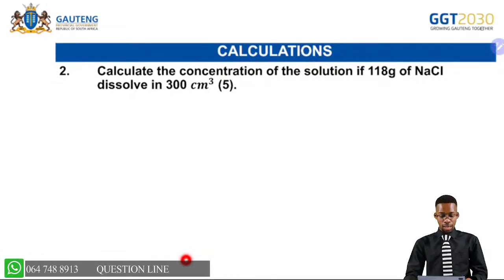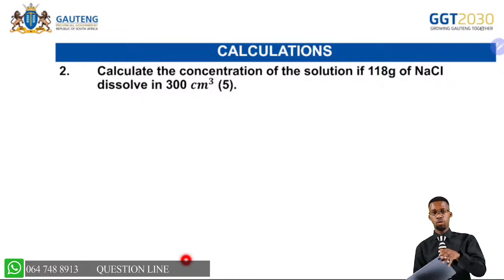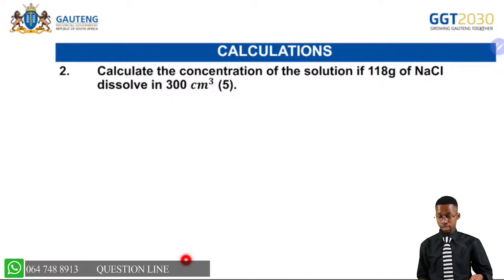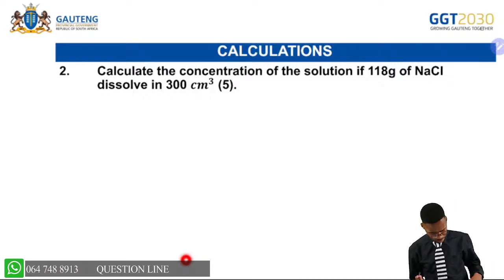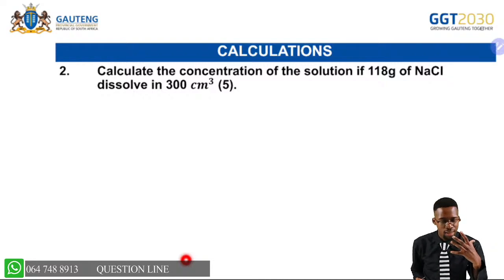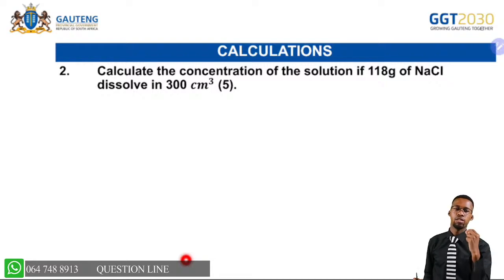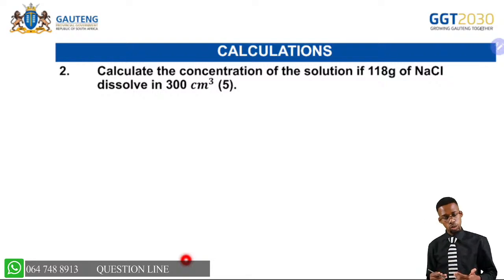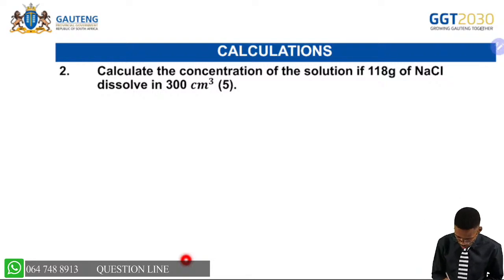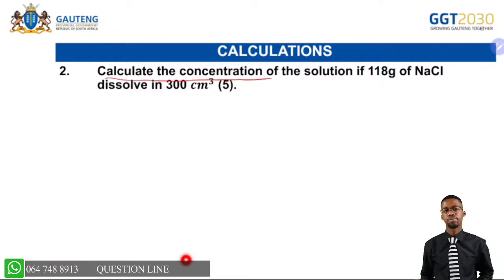Now, let us look at your response. It's a 5-mark question. I hope that you are not intimidated by that. The question wants us to calculate for concentration. It's very important to comprehend the question. So we must read to understand. The question wants us to calculate for concentration. This is what we want, concentration.